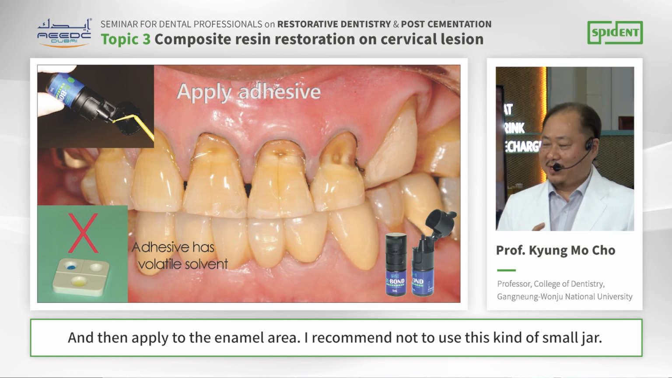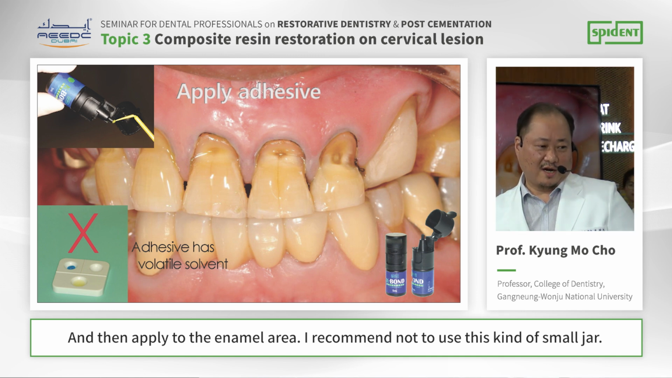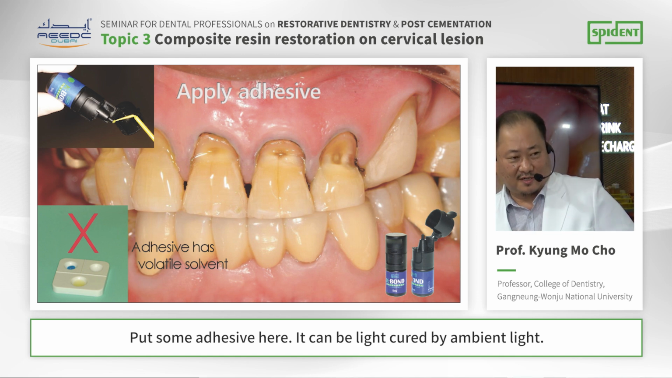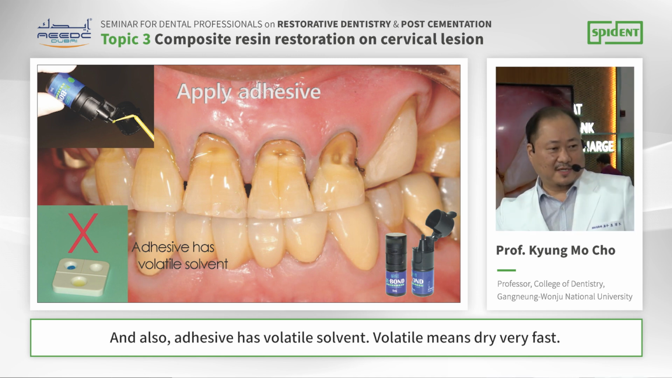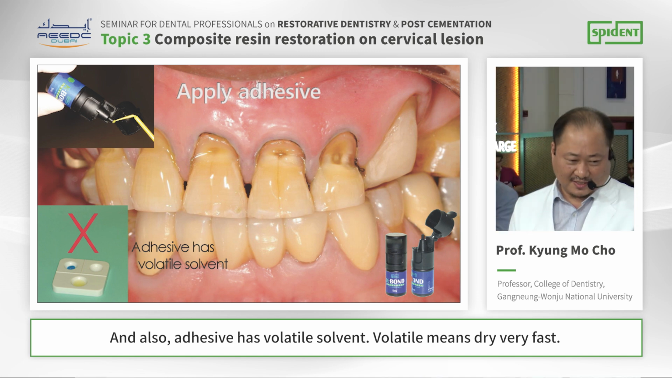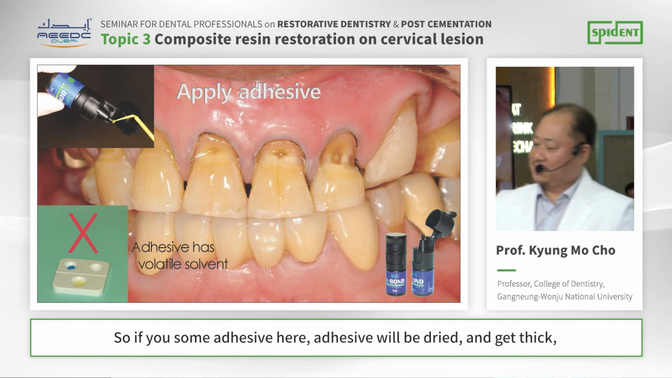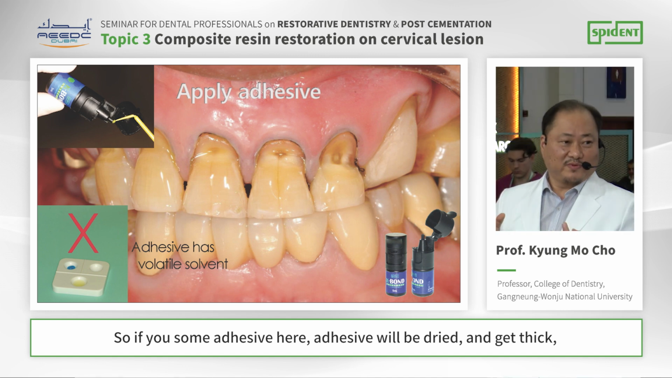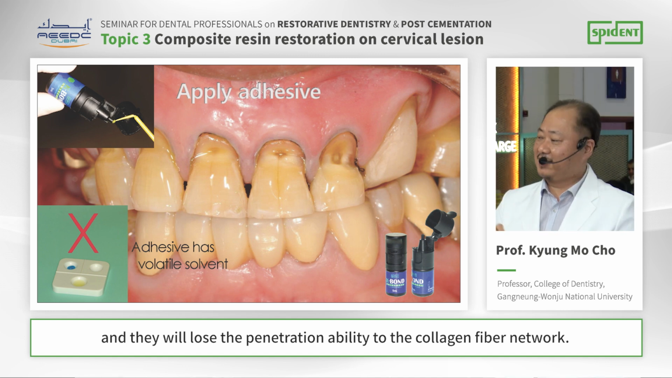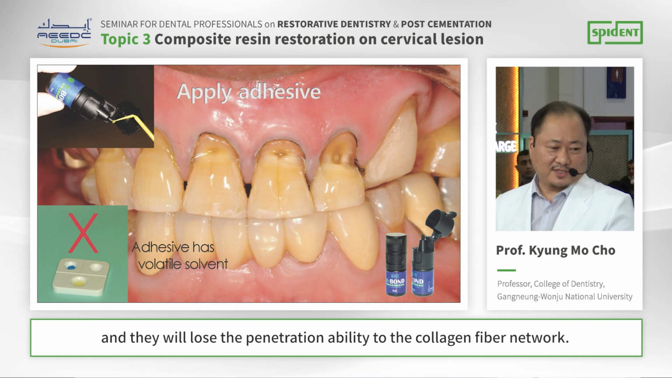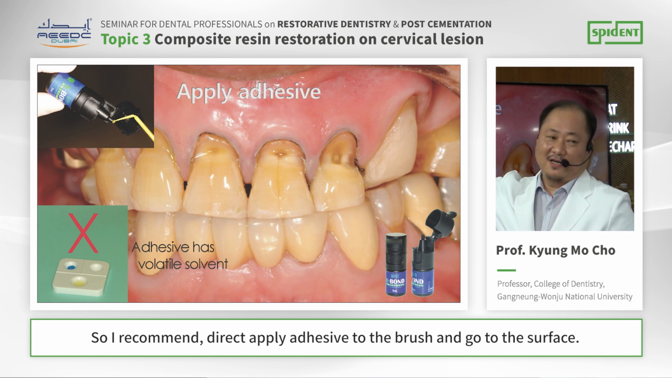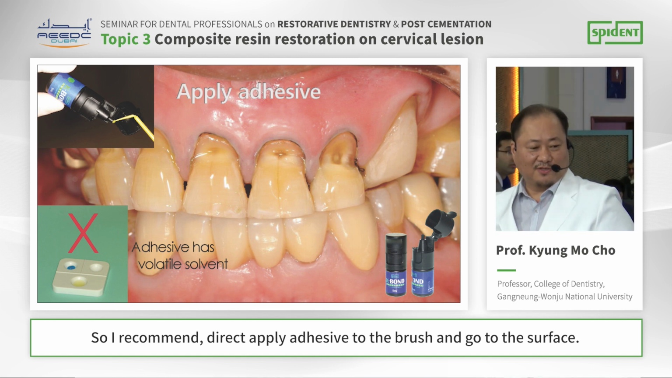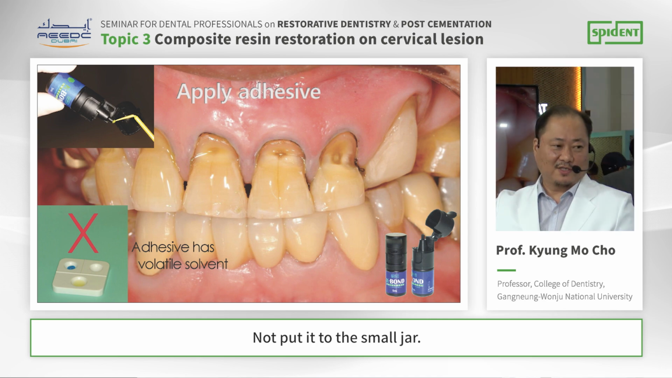I highly recommend not using this kind of small jar to put some adhesive in. It can be light cured by ambient light, and the adhesive also has a volatile property. Volatile means it dries very fast. So if you put some adhesive in here, the adhesive will dry and get thick, and it will lose its penetration ability into the collagen fiber network. So I highly recommend applying adhesive directly to the brush and going to the surface, not putting it into the small jar.